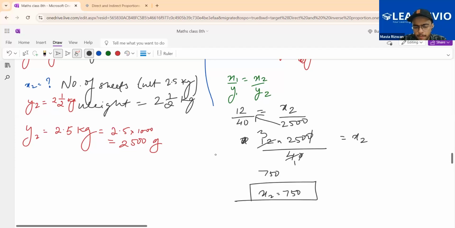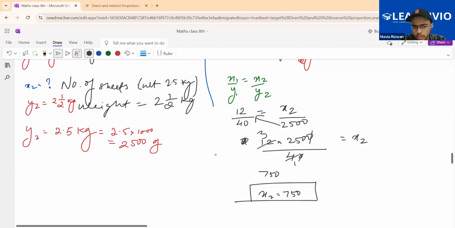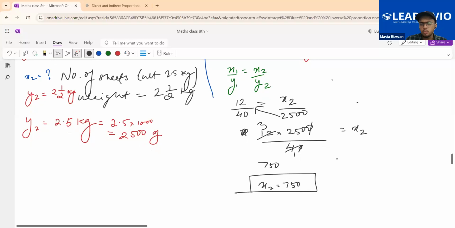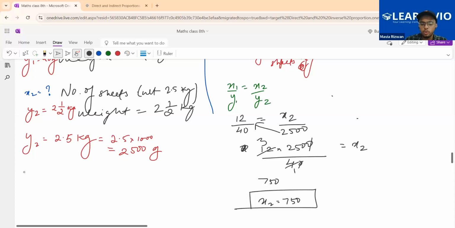So how do you get 2.5 kg? How did I convert 2.5 kg? Okay, sure. See, Rida, converting units is very, very important. That is the first thing which we have to do. Just a minute. So see, converting the units is very important in this. So how do we do that?